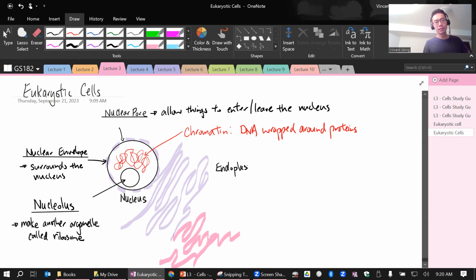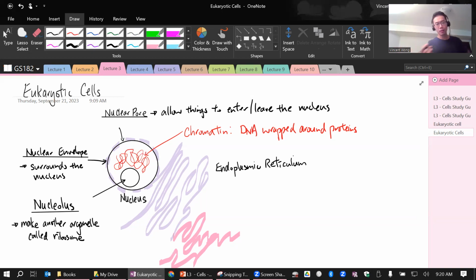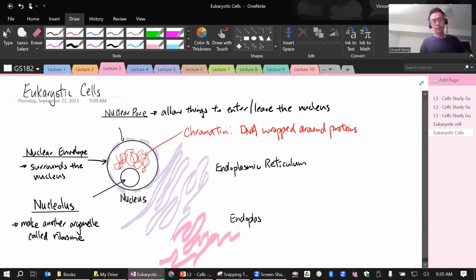endoplasmic reticulum. On your next quiz, quiz number 2, I will be showing you pictures of these organelles, and you will have to tell me what they are. So make sure you know how to spell them. Endoplasmic reticulum.